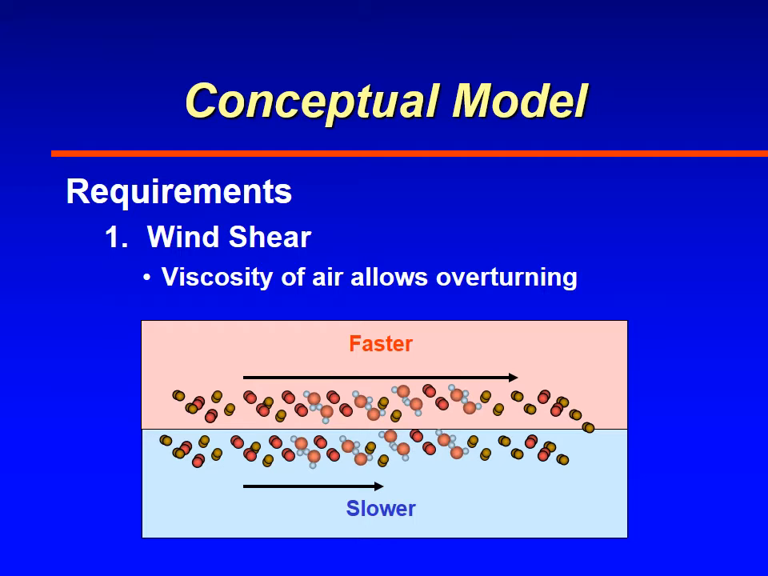But regardless, you have the viscosity. Viscosity is the ability for molecules to stick to one another. You can think of it almost like friction between the air molecules themselves. One wants to stick to the other. And at that interface, if one that is moving faster sticks to one that is moving slower, you can see how the air will overturn. And that's what we saw in that video.